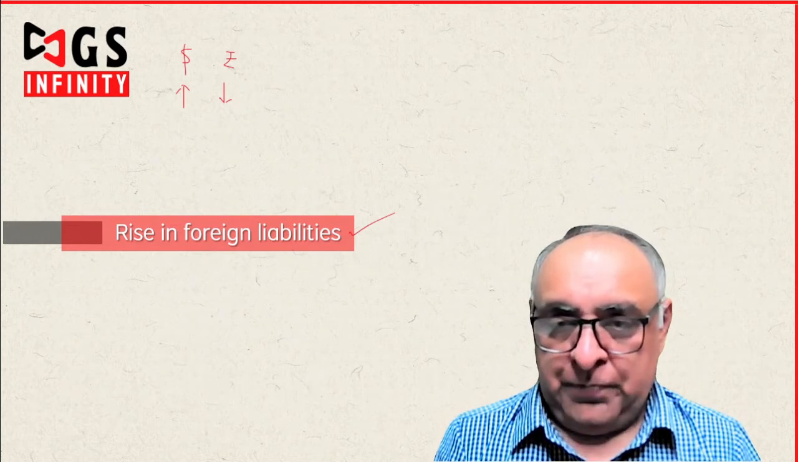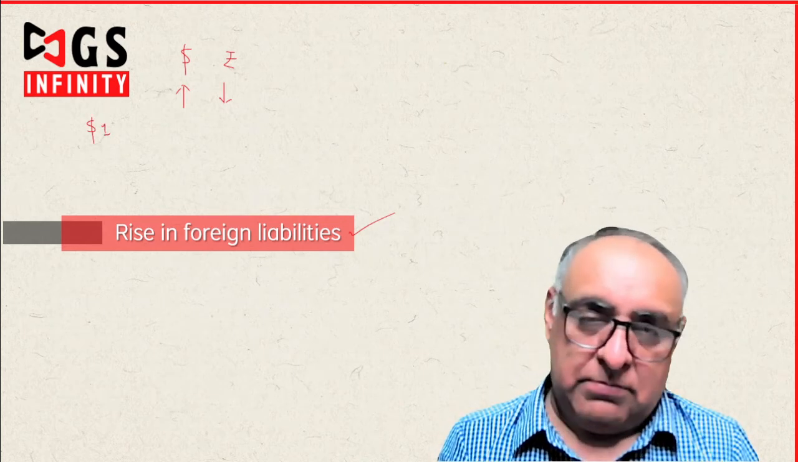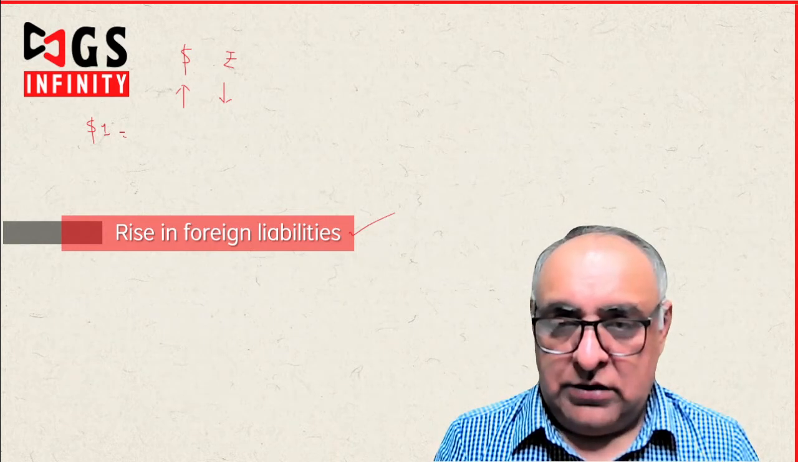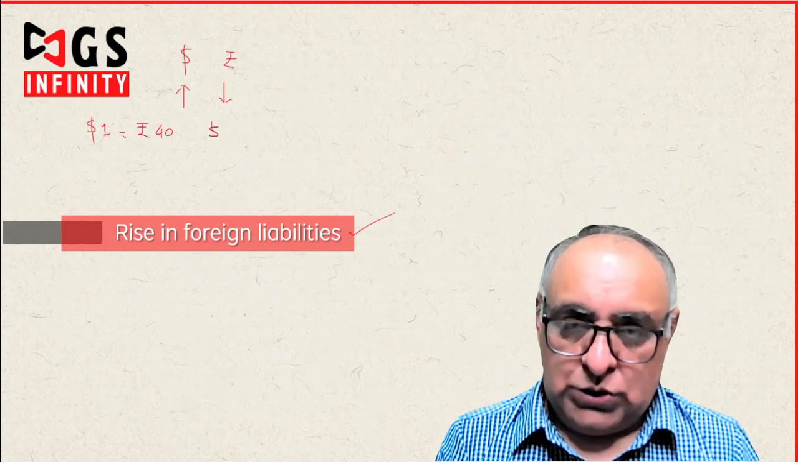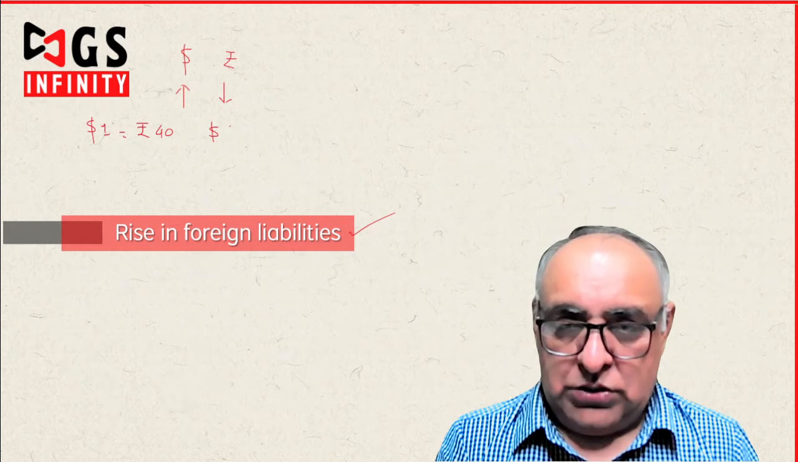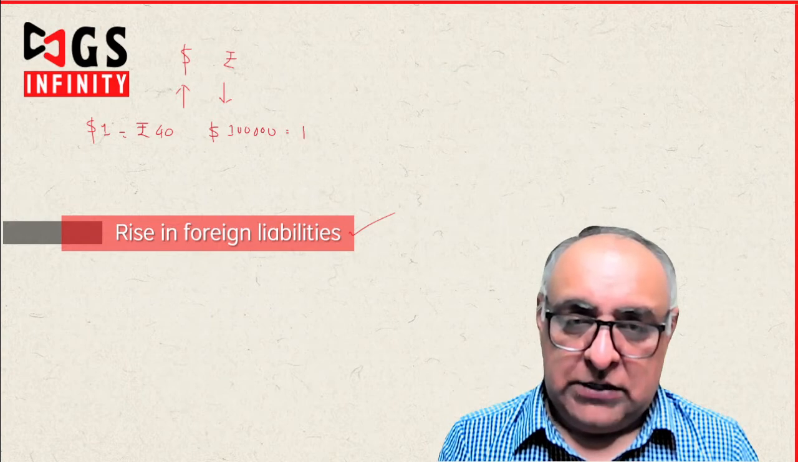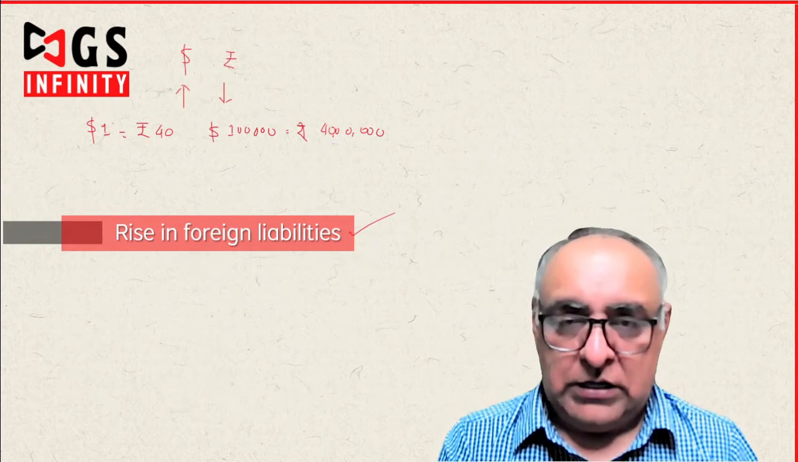So let's suppose at the time when we borrow money from some foreign lender, $1 was equal to, let's suppose, 40 Indian rupees. And suppose the government of India has borrowed 1 lakh dollars from the international market. 1 lakh dollars means the government of India has borrowed rupees 40 lakh in terms of Indian rupees.